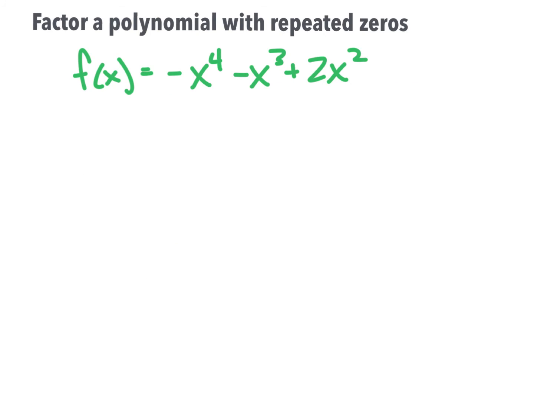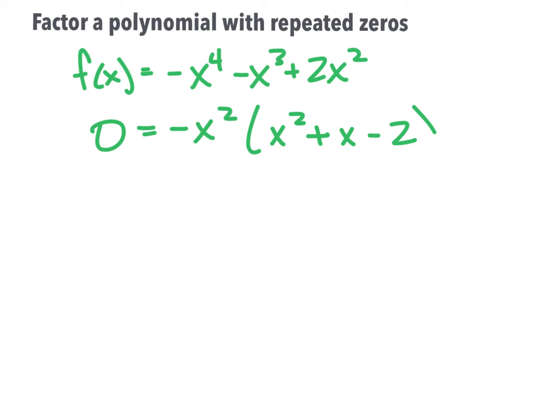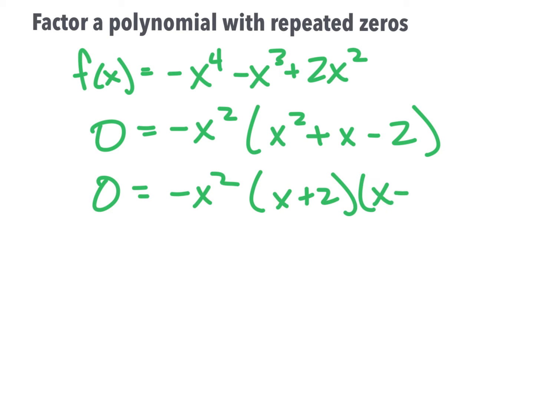All right, what about factoring a polynomial with repeated zeros? Well, we're going to start by setting it equal to 0 and factoring out a negative x squared from each of the terms. So that leaves me with positive x squared plus x minus 2. Remember that all the signs changed because I pulled out a negative x squared. So 0 equals negative x squared times x plus 2 times x minus 1.